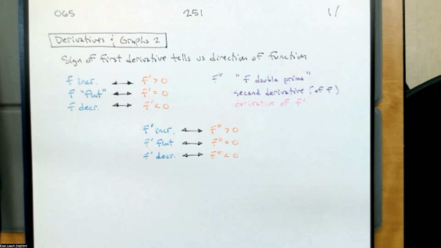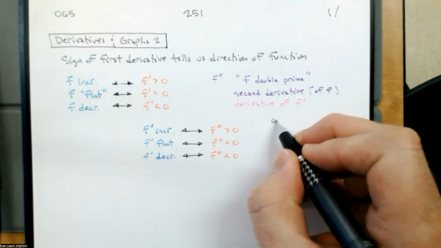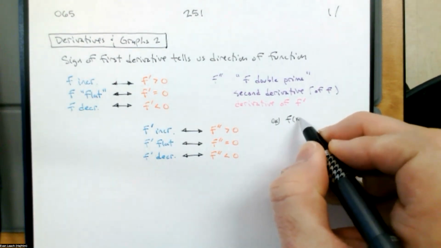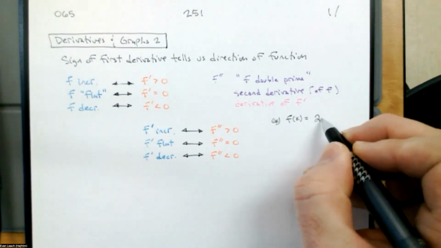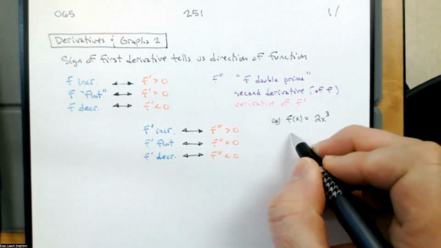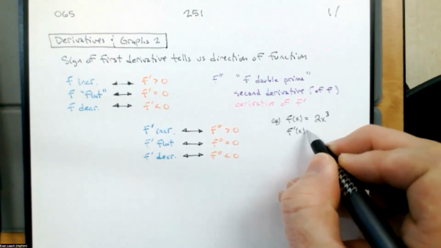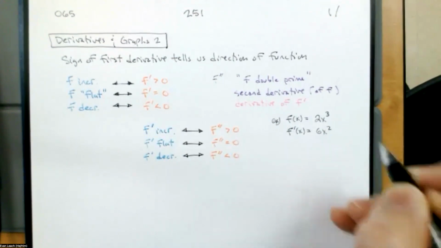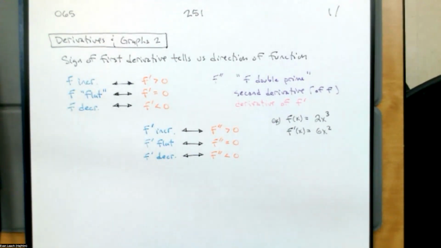Whatever we do to find derivatives, that's what we do to find the second derivative. So for example, if f of x is 2x to the third, then f prime of x is 6x squared. We just do nx to the n minus 1. If I want the second derivative, I just do the same thing, another nx to the n minus 1.